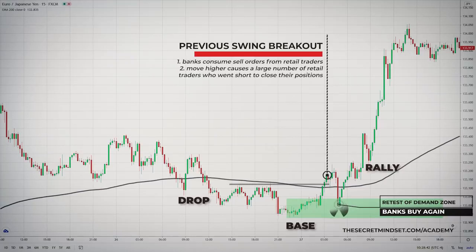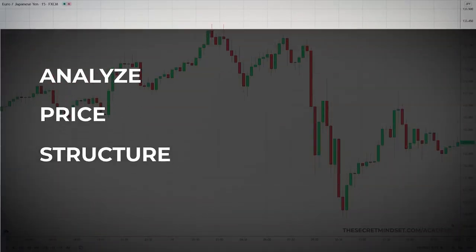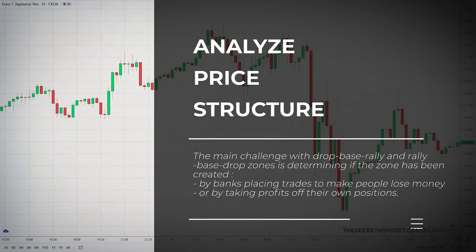If the banks didn't buy and the market fell below the demand zone, then they would have been put at a loss on their positions and would have to liquidate their buy trades. Of course, it's highly unlikely for this to happen because the banks always make sure to plan their trades in advance. The main problem with the drop-based rally or the rally-based drop zones is determining if the zone has been created by banks placing trades to make people lose money or by taking profits of their own positions.